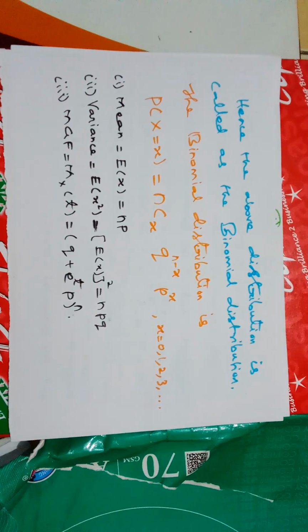Okay, number 1, in binomial distribution the mean is denoted by E of X equal to n into p. Variance, E of X squared minus (E of X) whole squared, is equal to npq. Moment generating function, MGF, M_X of t is equal to (q plus e^t p) whole power n.